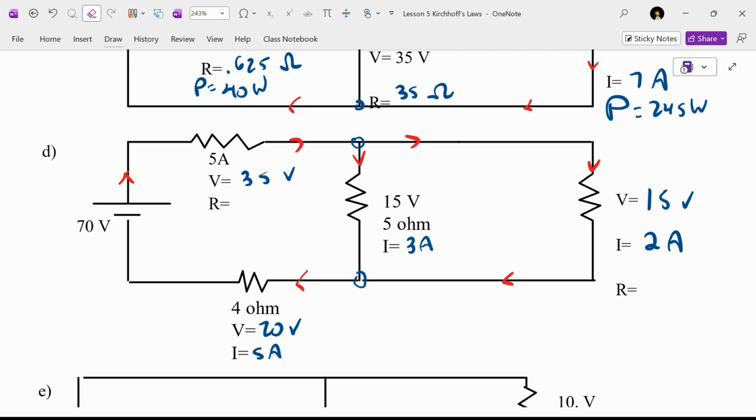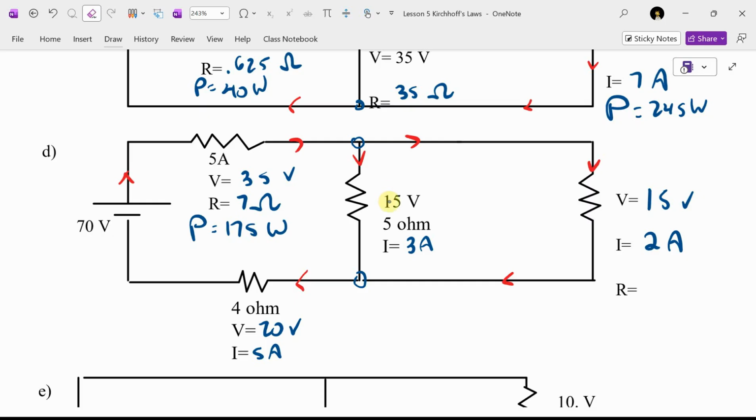I gave you a tougher one. Don't feel bad. Look at all 3 resistors. Do I know at least 2 things? Then I can find 4 things. Go to it. I'll do it up here as well. R, this one's going to be 7 ohms. Power is going to be 35 times 5. That's going to be 175 watts. Get my units correct.